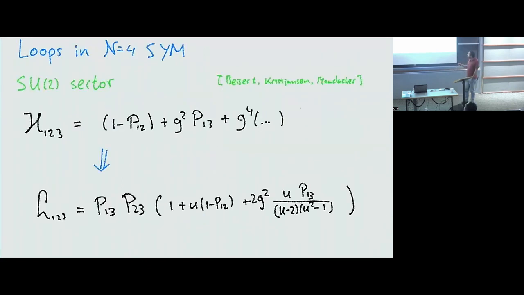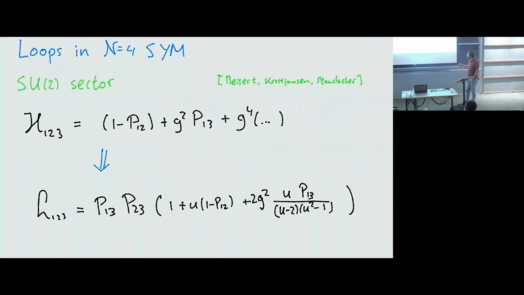So the first example we looked at was the SU(2) sector in N=4 super Yang-Mills. And we went to 3 loops actually. So to leading order, it's just the Heisenberg spin chain, 1 minus permutation. And the next order contains something like P13. So that's the permutation between sites 1 and 3. So that's the next-to-nearest neighbor interaction. And then at g to the 4th, you have a range 4 interaction.